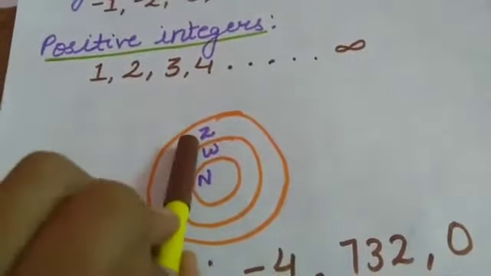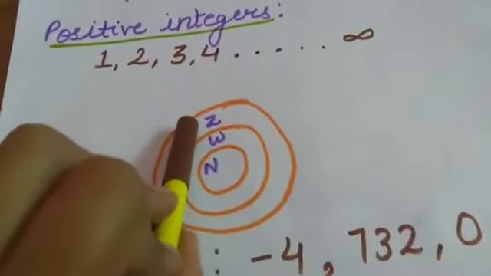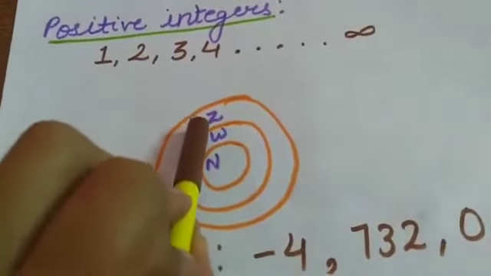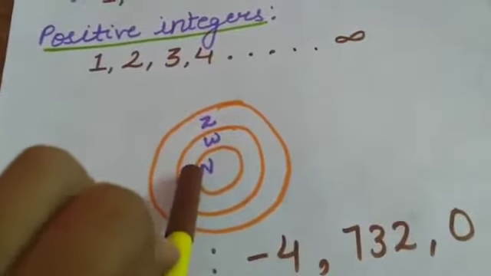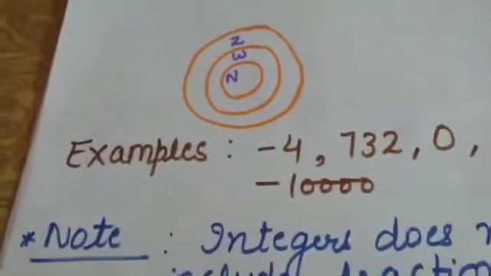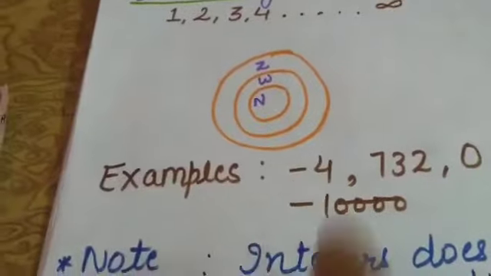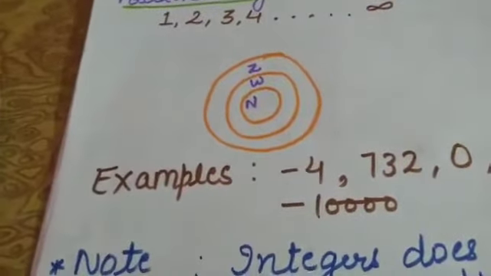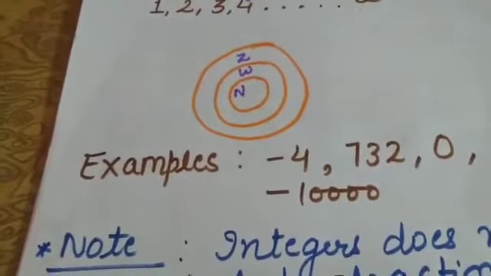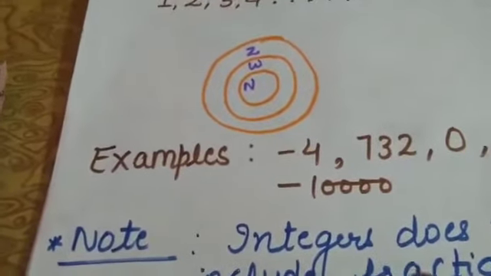Now come to the integers. Integers are represented by the capital letter Z. These are the numbers which are even greater than whole numbers and natural numbers. Let us consider some examples of integers. -4, 732, 0, -10,000, etc. are some examples of positive as well as negative integers.